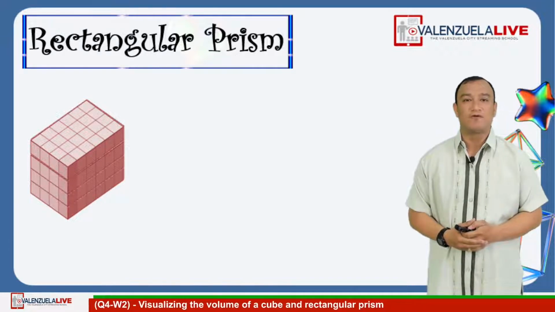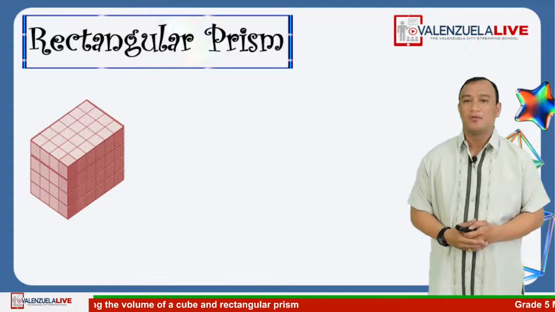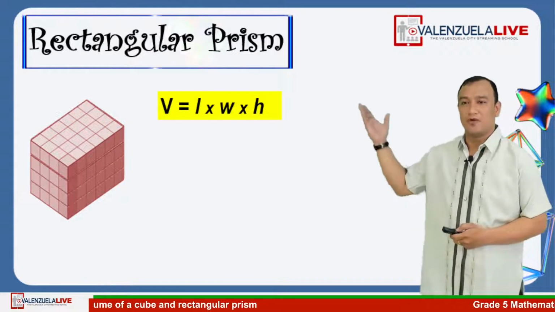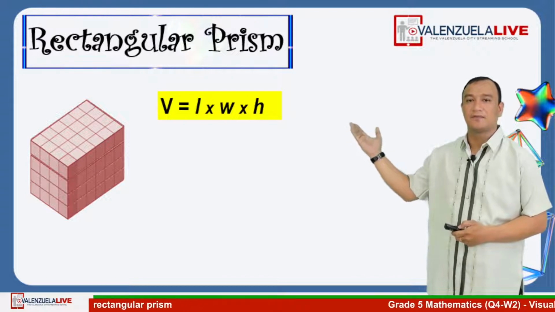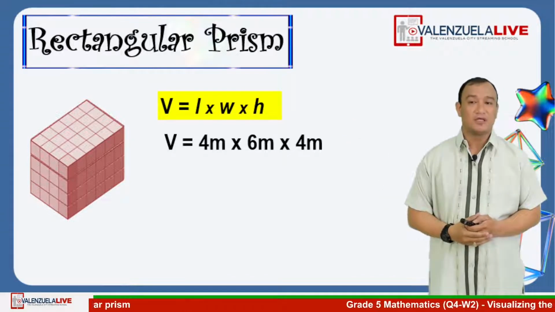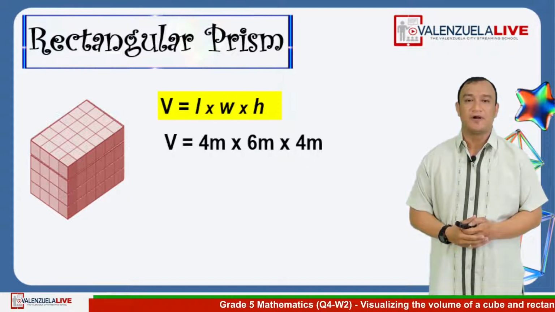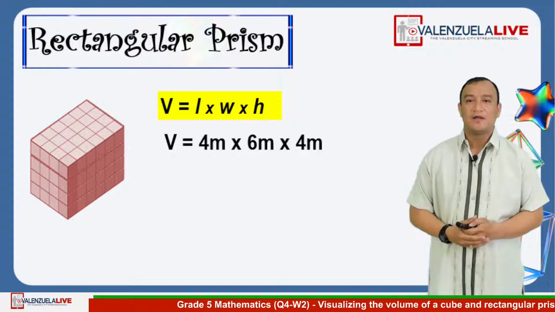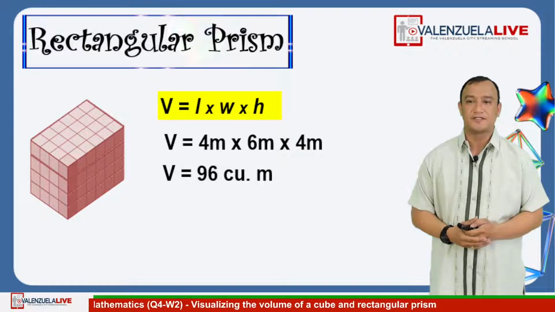And by using the formula in finding the volume of a rectangular prism, volume equals length times width times height. Now, let's substitute the given: 4 meters times 6 meters times 4 meters. And the volume is 96 cubic meters.